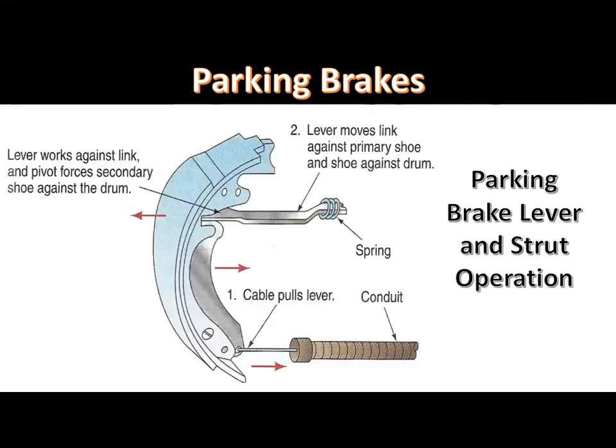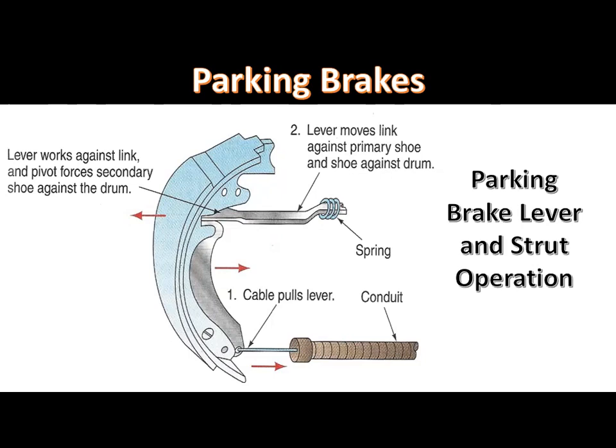When the parking brakes are applied, the cable at the rear wheels pulls a lever that forces the secondary and primary brake shoes outward against the drum to apply the brakes. Some rear disc brake systems have a small drum brake inside the rotor that is used for the parking brake. This drum in a disc rotor is sometimes called a drum in hat.